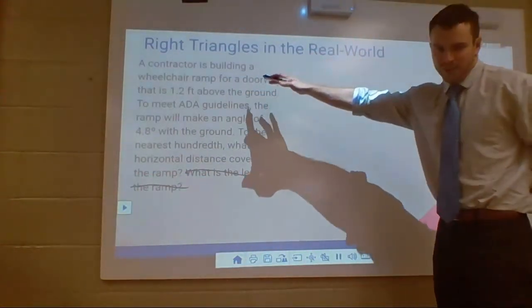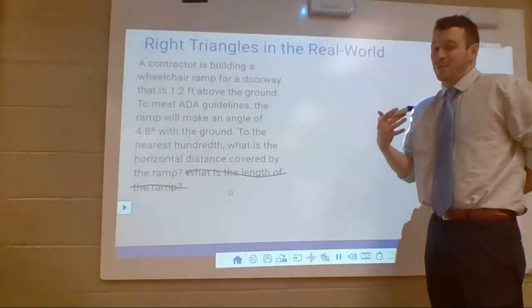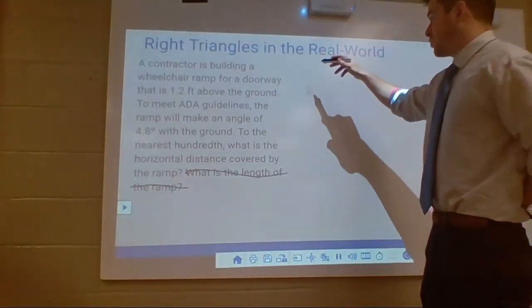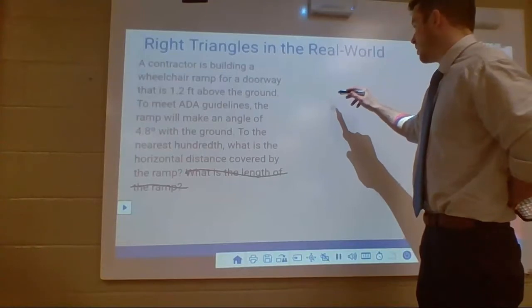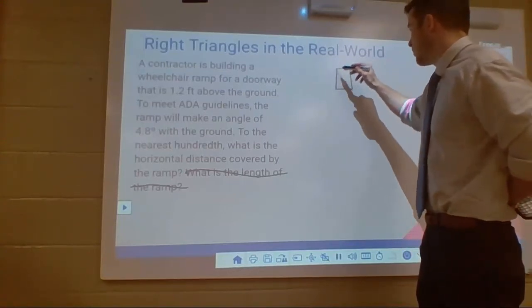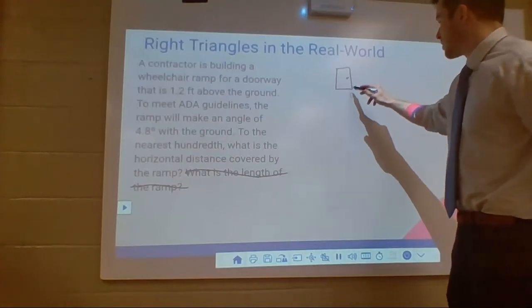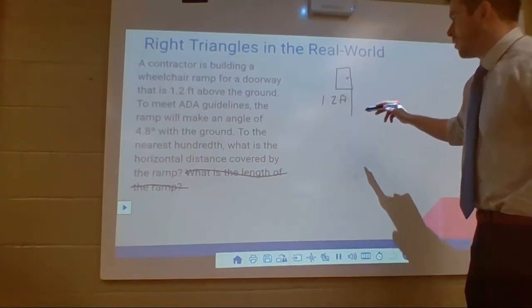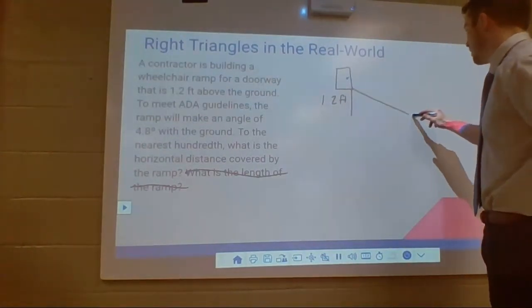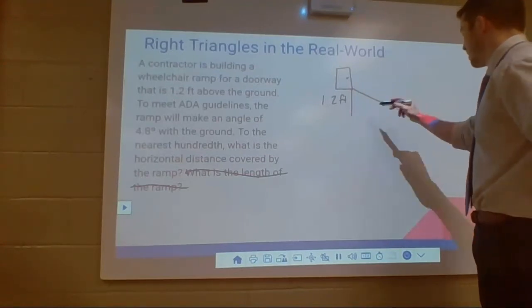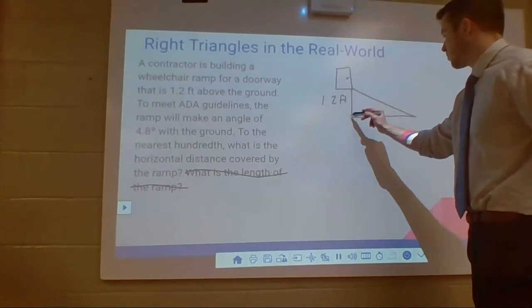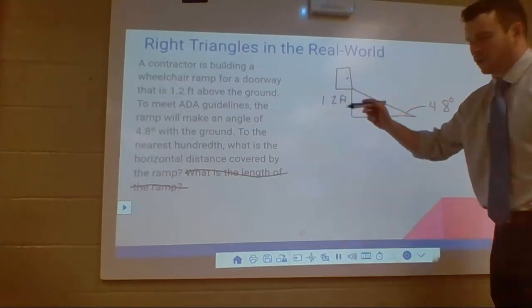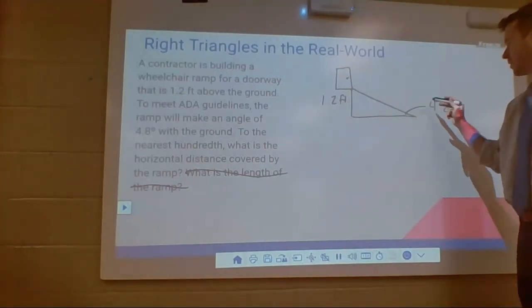Now, we don't have a picture, do we? Remember, in geometry, if you're not given a picture, draw a picture, okay? So, there's a wheelchair ramp for a doorway that is 1.2 feet above the ground. So, here's the door, and it's 1.2 feet above the ground. Now, there's a ramp that leads up to it, and it makes an angle with the ground. So here's the ground right here. It makes an angle of 4.8 degrees with the ground. Okay, here's the ramp, here's the ground, makes that angle where it meets.